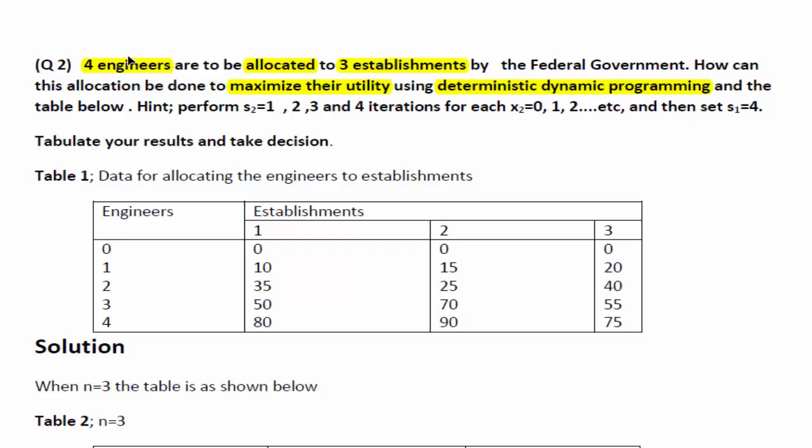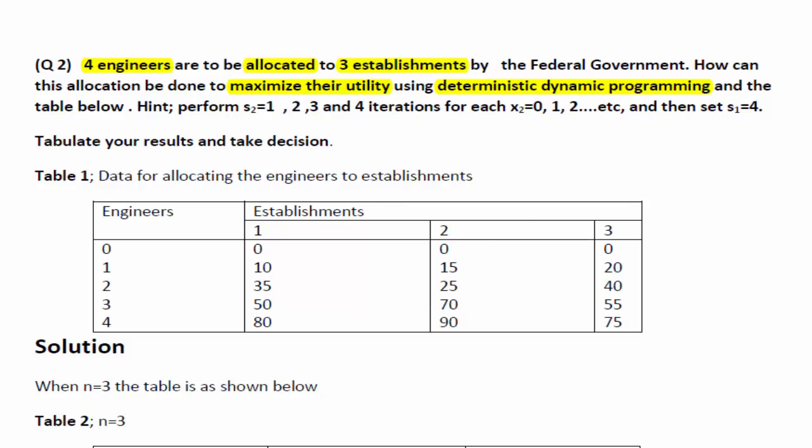Now we have 4 engineers, so our constraint is 4 engineers. And remember from the previous video I told you that our constraint is S. So S is 4, generally to be allocated to 3 establishments. The same way we had countries the other time, our X will now be 3, our S will now be 4, and the objective aim is to maximize their utility. So the hint is there, but the data is here.